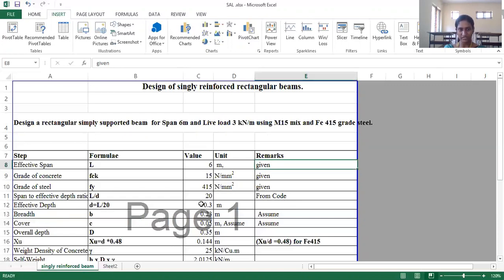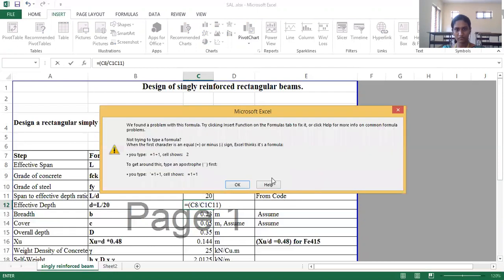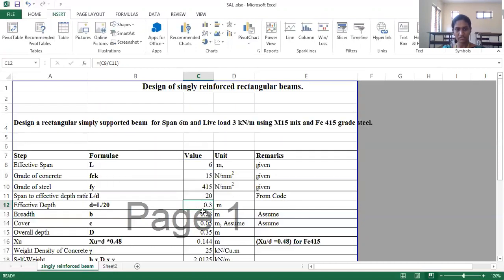So here you can see I have used the formula C8 by C11. C8 is L and C11 is the L by d ratio. I used the formula and I got the answer. Here I used L by d, so C8 by C11, and I got the value as 0.3 meter.